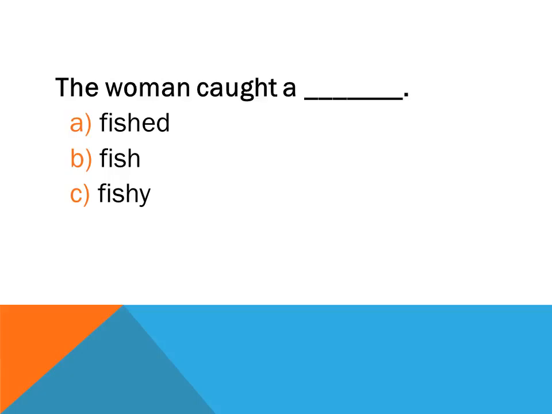Let's take a look at this example sentence. The woman caught A, fished, B, fish, or C, fishy. The woman caught A. Now this is a hard one because all of those words have something to do with a fish, the animal that lives in the water. How do we know which one is the correct one for this sentence?